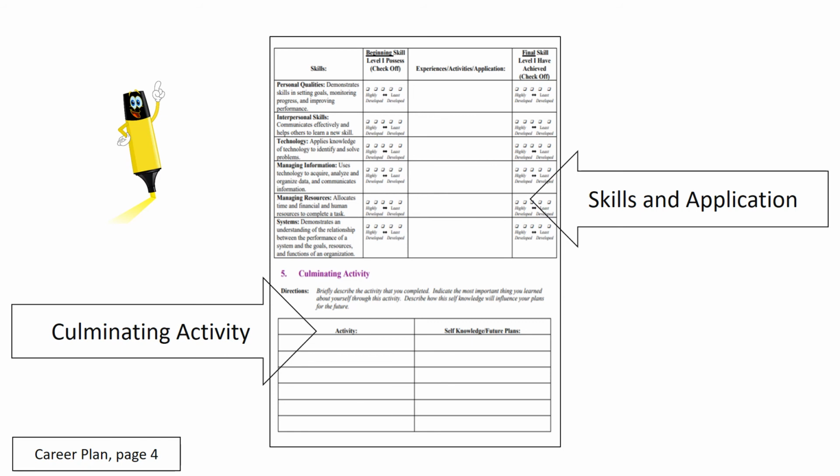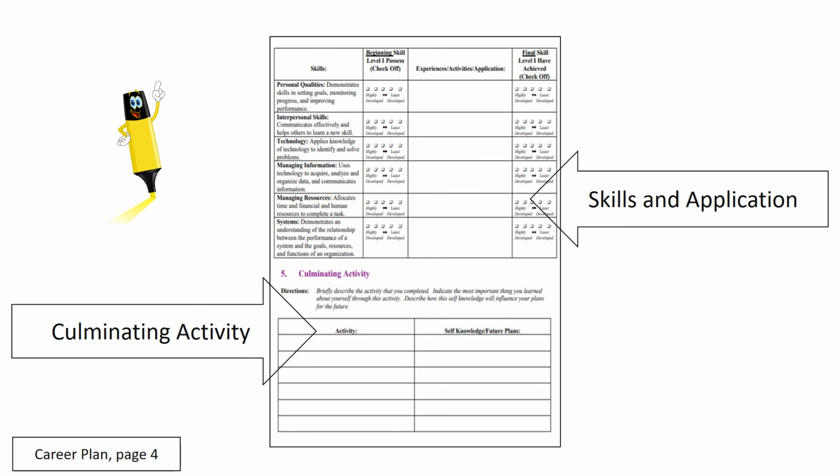Notice the second column from the left, beginning skill. Check off the boxes below ranking your skill levels. There are 5 boxes and you are to rate yourself as less developed, which is on the far right, or highly developed, which is on the far left, or somewhere in between. List activities and experience you have had or will participate in order to increase your skill levels. Complete the boxes in the column on the far right when you update your career plan for the final time, probably your senior year.